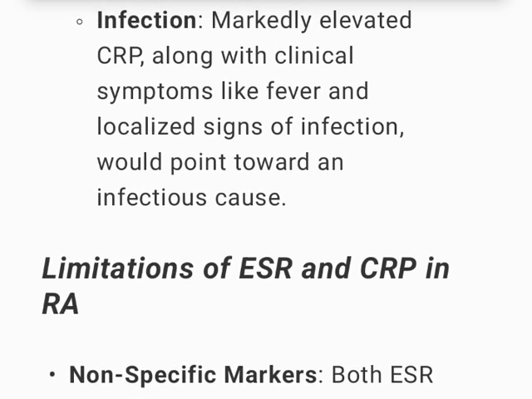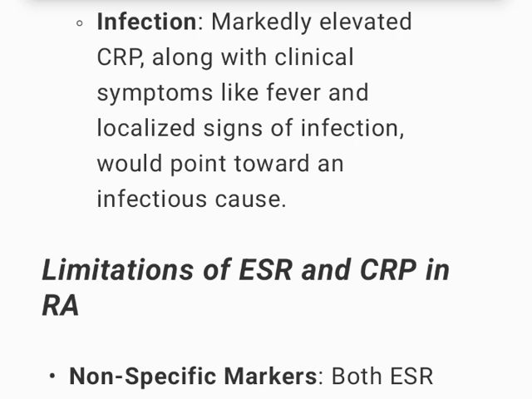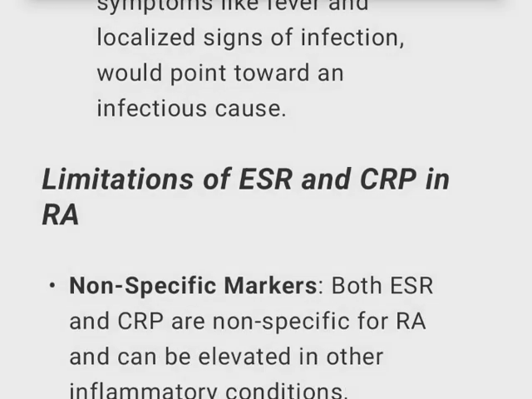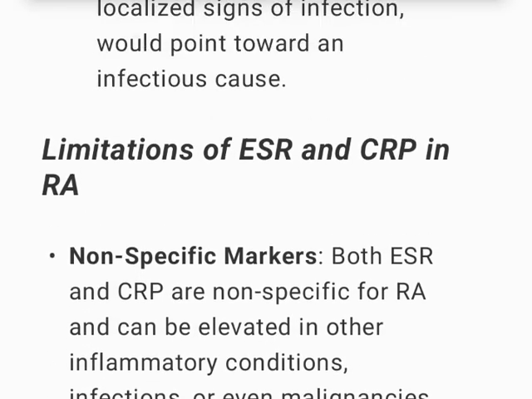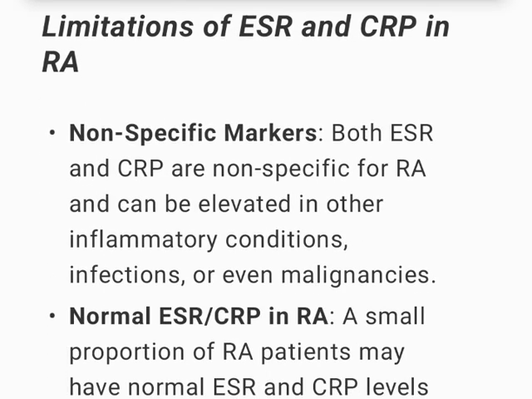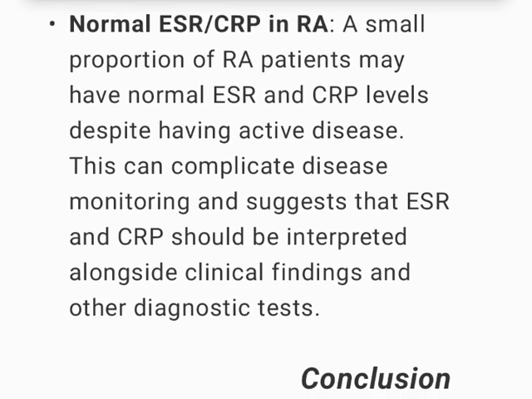Infection. Markedly elevated CRP, along with clinical symptoms like fever and localized signs of infection, would point toward an infectious cause. Limitations of ESR and CRP in RA. Nonspecific markers. Both ESR and CRP are nonspecific for RA and can be elevated in other inflammatory conditions, infections, or even malignancies.